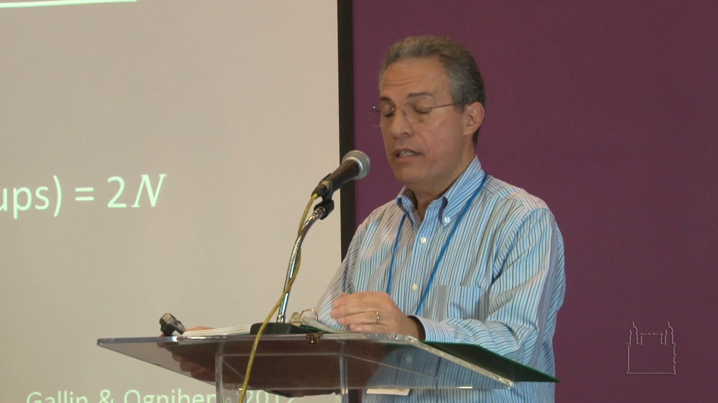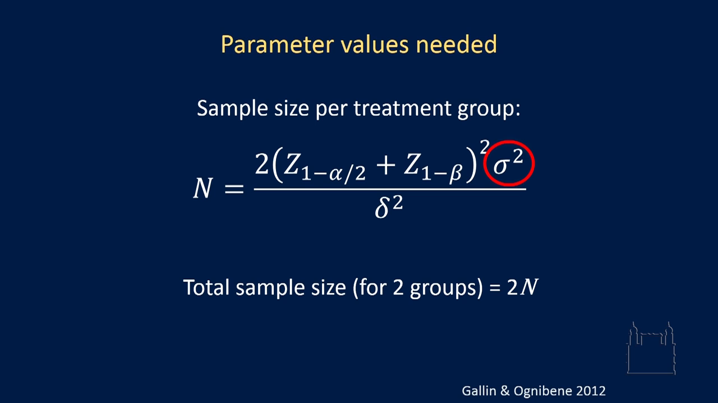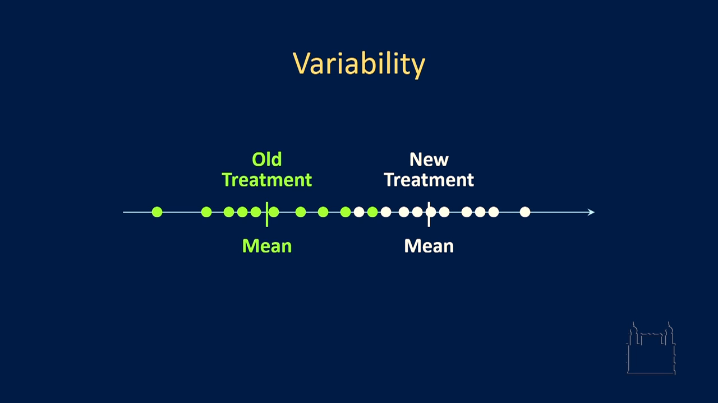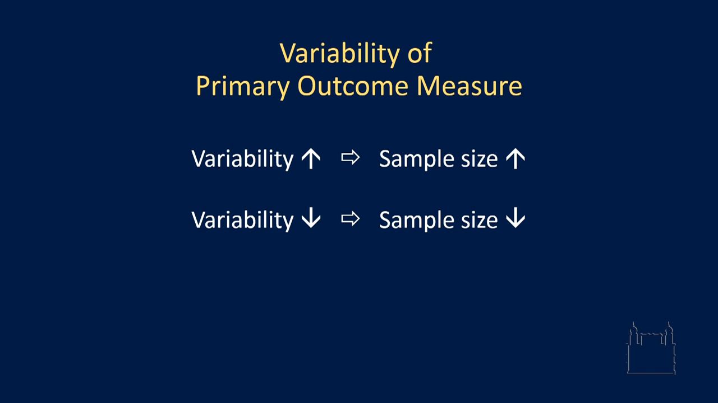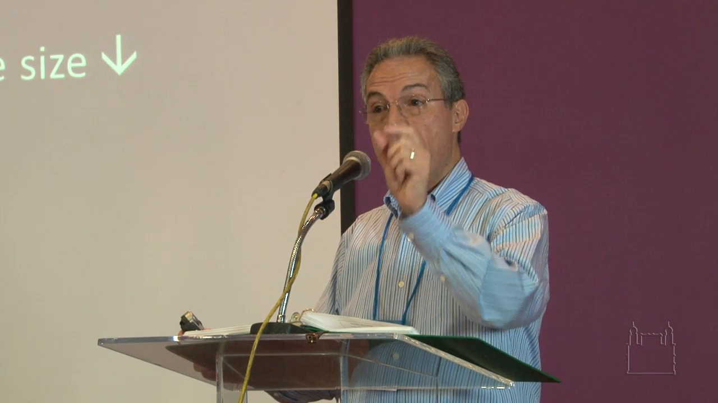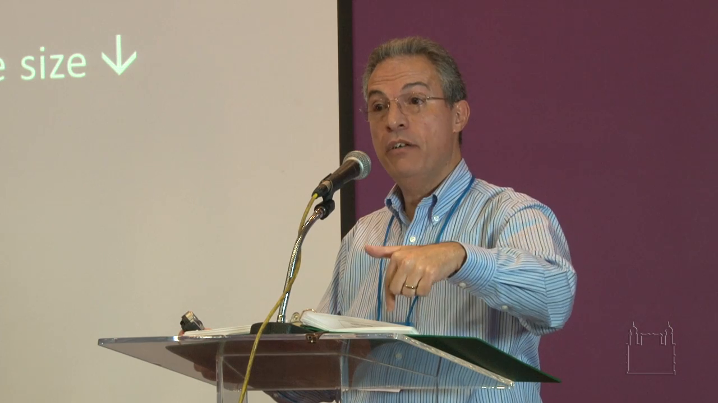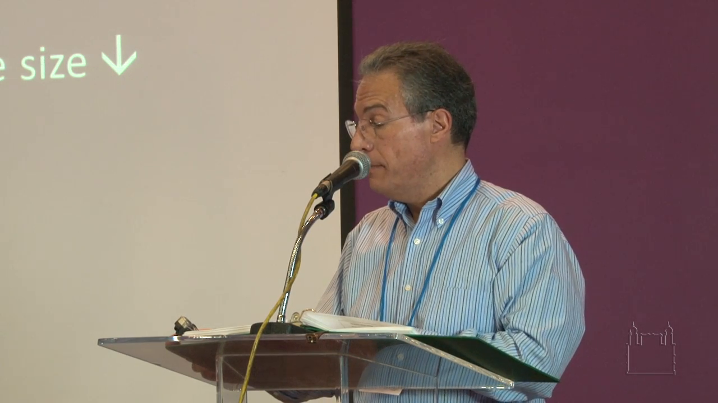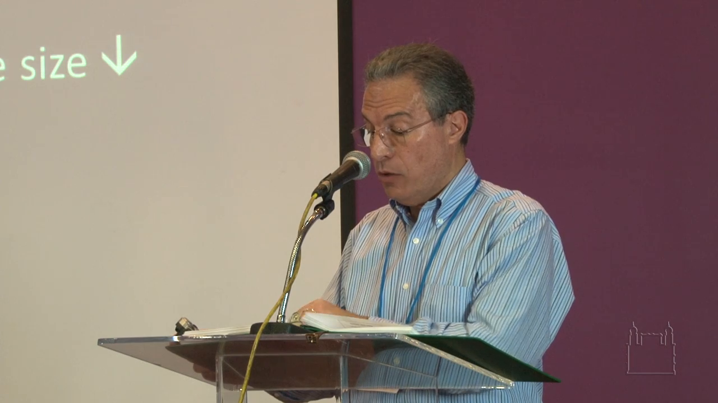So where does the variance come in? That's where it comes in, the formula. I mean, that's really that simple. And it goes back to this graph. Variability is very important. So if variability goes up, that's a bad thing. Sample size goes up. Because, what you remember yesterday, we were talking about variance, standard deviation, and standard error. Standard error is the standard deviation divided by square root of n. So when the sample size goes up, the standard error goes down. Variability of the mean goes down. And if it goes down, sample size goes down.